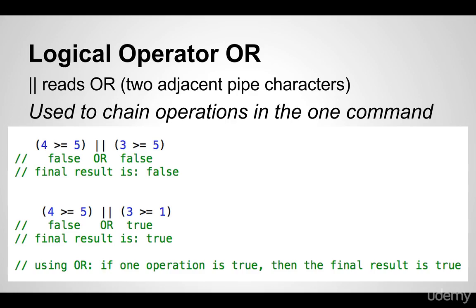Then in the second example, 4 is greater or equal than 5, or 3 is greater or equal than 1. Now, 4 is not greater or equal than 5, but 3 is greater or equal than 1. Yes, 3 is obviously greater than 1. So the last one is true. So we say false or true. And when you have one true, then the final result is true. Okay? Now, a note: when you use the OR operator, if one of the operations is true, then the final result is true all the time. So you only need to have one operation that's true, and the final result is always true.